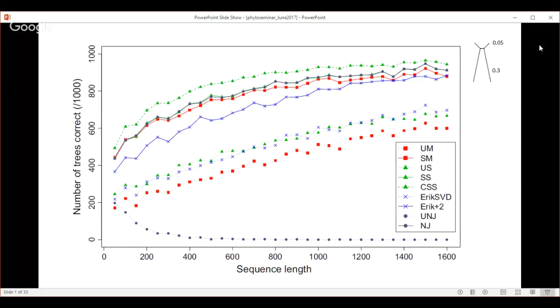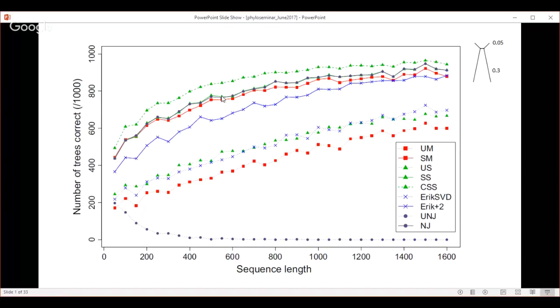If we go to a Felsenstein style tree, with three short branches and two long branches, then we get a different picture. I've got uncorrected neighbor joining here, which is inconsistent, so it's going to be increasingly guaranteed to be wrong with larger sequence length. And I've got this set of methods here that doesn't have property three. So Eric plus two, the modification to that rank-based idea, is doing a lot better than the idea of purely looking at rank. That modification does certainly seem to help in the Felsenstein zone region.